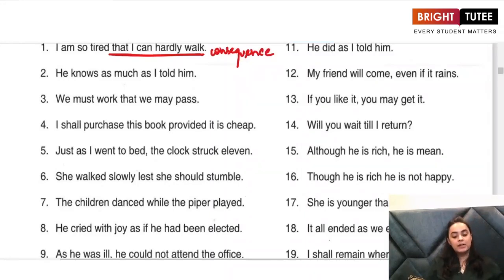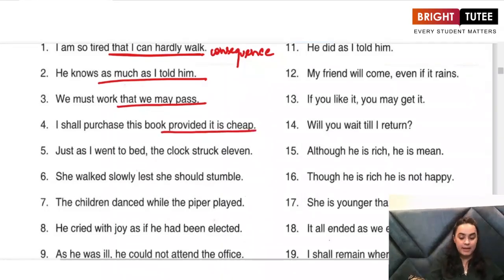He knows as much as I told him. As much as I told him is my adverb clause, right? The third sentence. We must work that we may pass. What is my adverb clause? That we may pass. I shall purchase this book provided it is cheap. I'm so sorry, I forgot to write the type. So he knows as much as I told him. How much does he know? As much as I told him. So again, you can say that this is the adverb clause of manner.